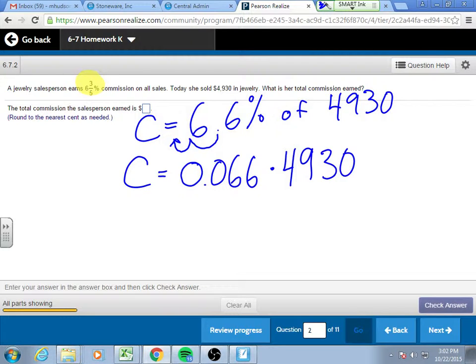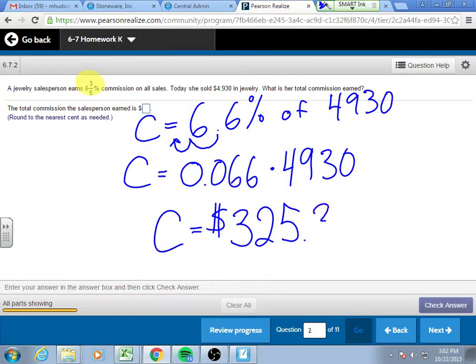This jewelry salesperson, when we compute this, their commission for the day, not even counting their hourly pay, is $325.38 for just their commission, which is the bonus for what you sold.